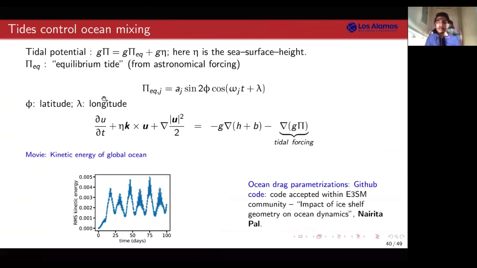Now, finally, as I said, I am going to study tides in oceans. Tides are generated from astronomical forcing, and they are periodic in nature. So they are periodic in time. And you can see with tides, the kinetic energy goes up and down periodically. And this up and down nature of tides controls mixing and ocean currents.